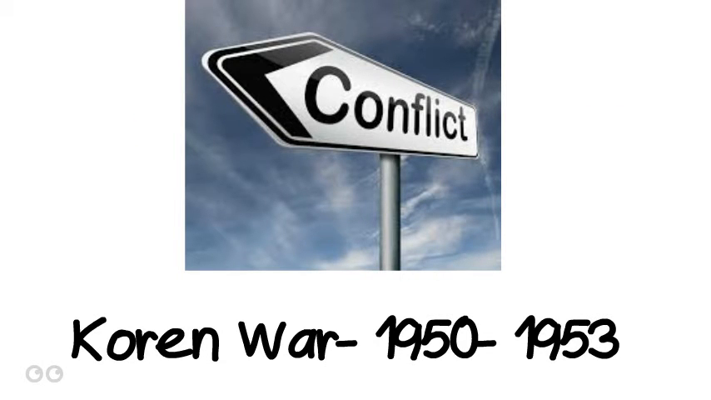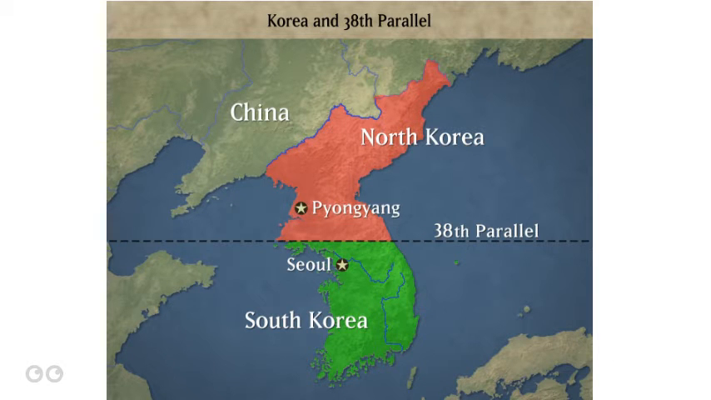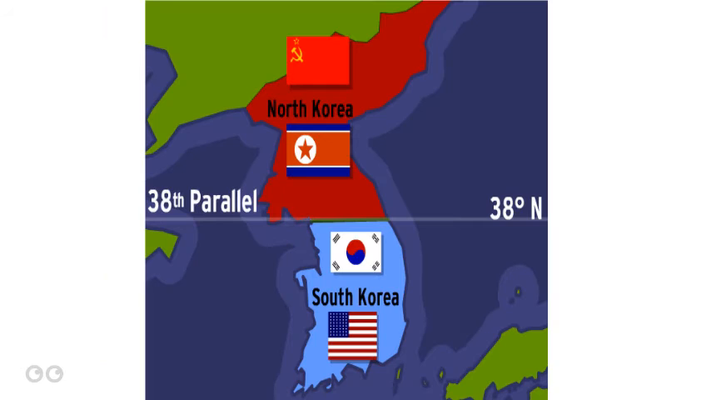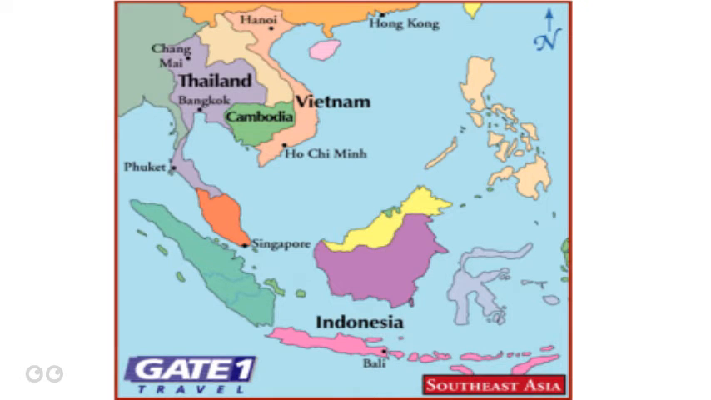In the year 1950, the Cold War saw its first conflict. This conflict was in Korea. In 1950, the communist North invaded the South. The U.S. and its allies came to the aid of the South and prevented a communist takeover. Korea is still divided today, North and South, at the 38th parallel.